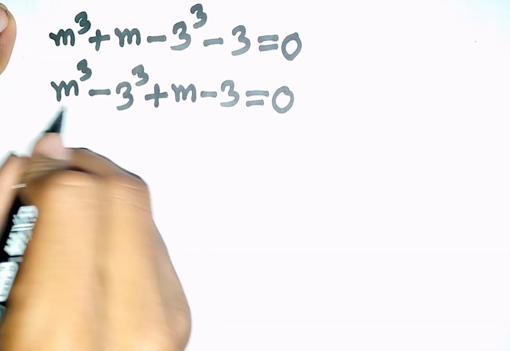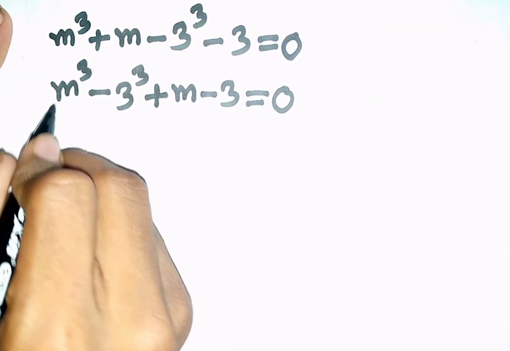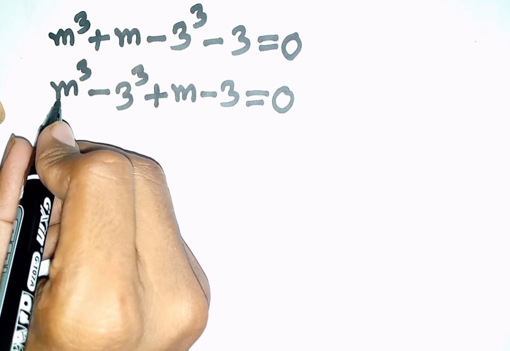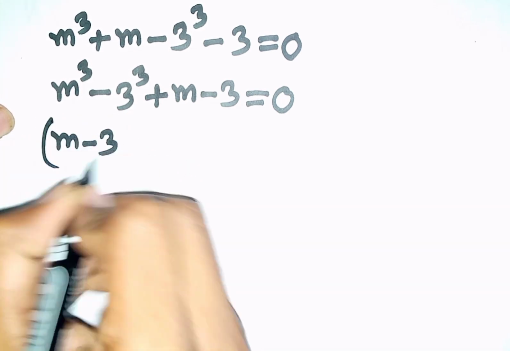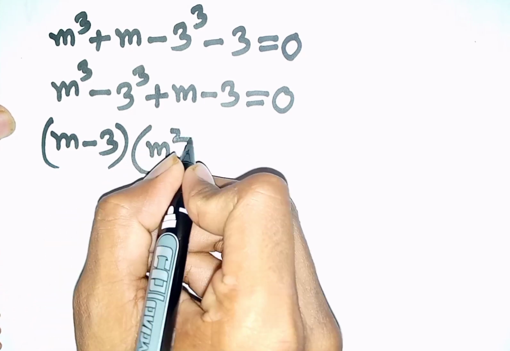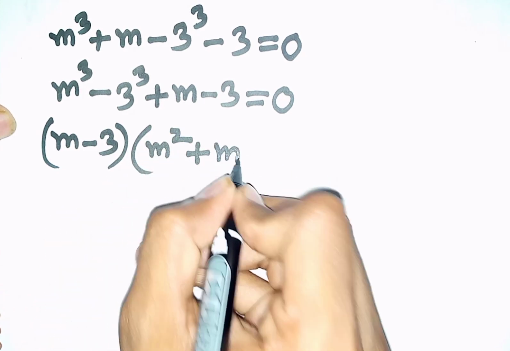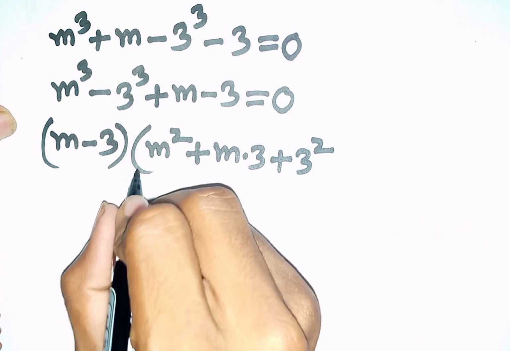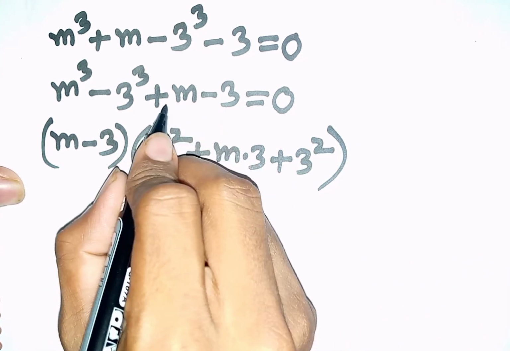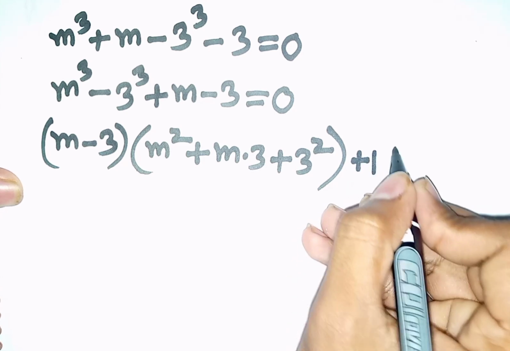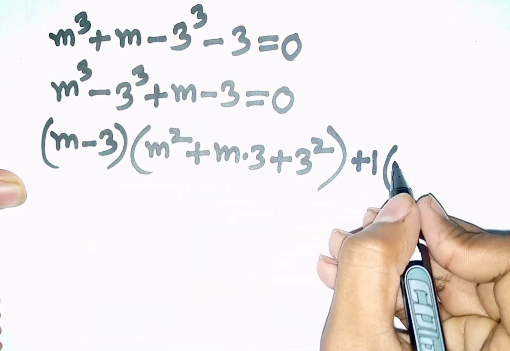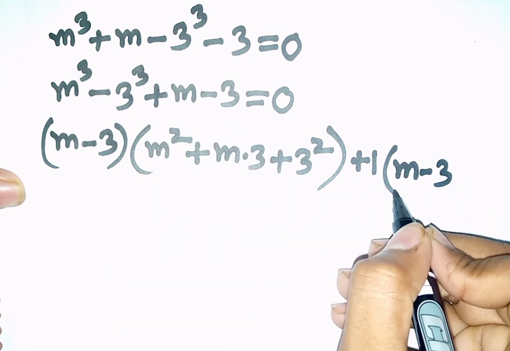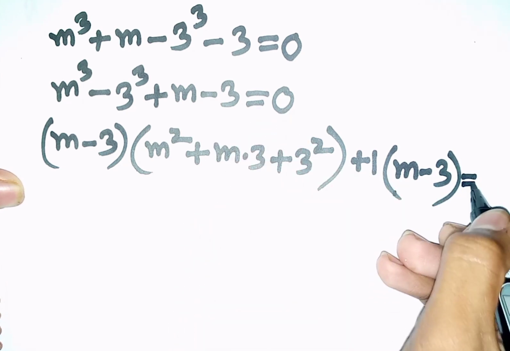Now here we can apply the formula of a cube minus b cube. Here a is m, b is 3, so according to the formula we can write here m minus 3 times m square plus m times 3, then plus 3 square, then bracket close. Now from here we take common, here plus 1 is common, so plus 1 is out of the bracket, this divided by this, that means m, then minus 3 divided by plus 1, that means it will be minus 3, then bracket close, is equal to 0.